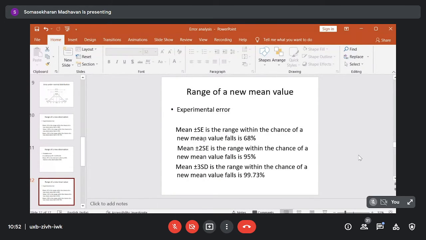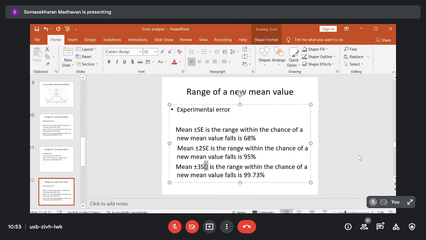So this range will ensure the chance of a new mean value coming. So the chance of a new mean value coming within the interval mean minus standard error and mean plus standard error, which is already defined as sigma divided by root n, that means you divide the standard deviation by the square root of the number of observations, is also 68%. And in the 2 standard error limit, it will be 95%, and 3 standard error, sorry, this is not standard deviation, 3 standard error is the range within which the chance of a new mean value falling is 99.73%. So this is the way we use standard deviation and standard error in expressing the errors.